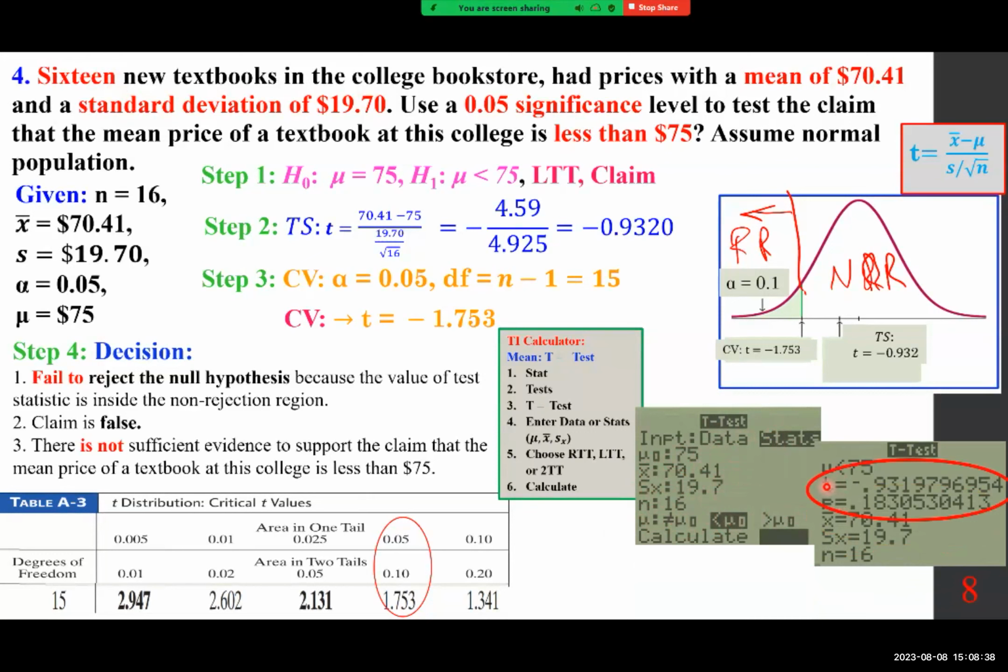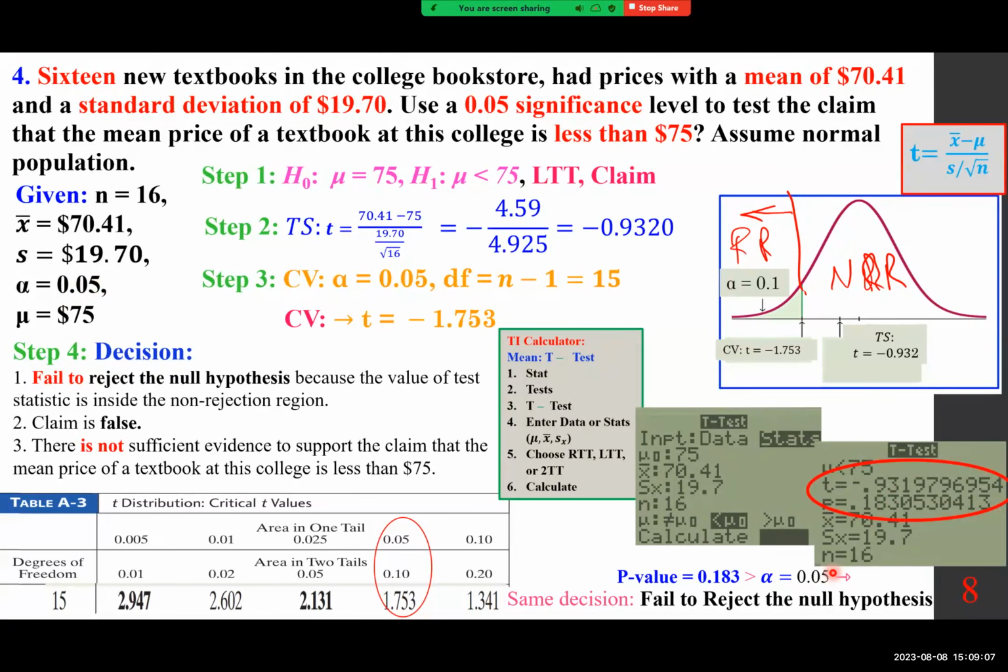Look, this value is your test statistic. We've already calculated it. This is your p-value of 0.183. And that compared to alpha of 0.05, that's larger. So p-value is larger than alpha of 0.05. That means fail to reject the null hypothesis, which is the same decision. Fail to reject the null hypothesis.